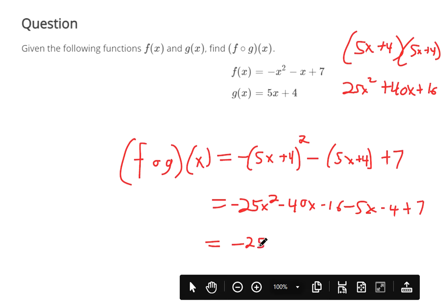So it's negative 25x squared. Now it's minus 40x minus 5x, that's minus 45x. And then we got minus 16 minus 4 makes negative 20. Negative 20 plus 7 makes negative 13.